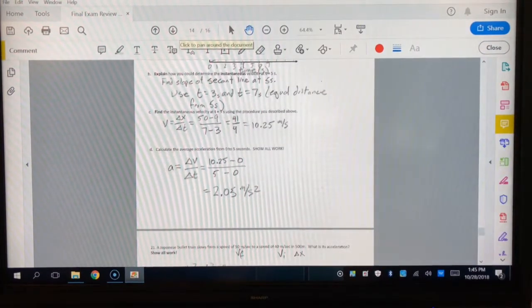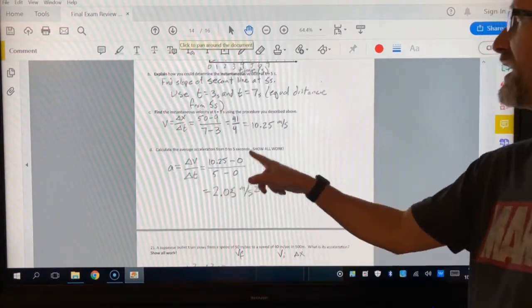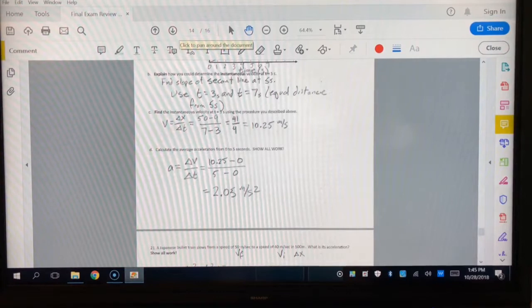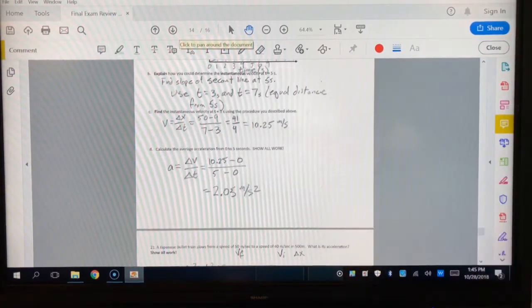If I want the average acceleration, I want to just take my change in velocity over change in time, so I did 10.25 over 5 seconds, and I ended up with 2.05 meters per second squared.